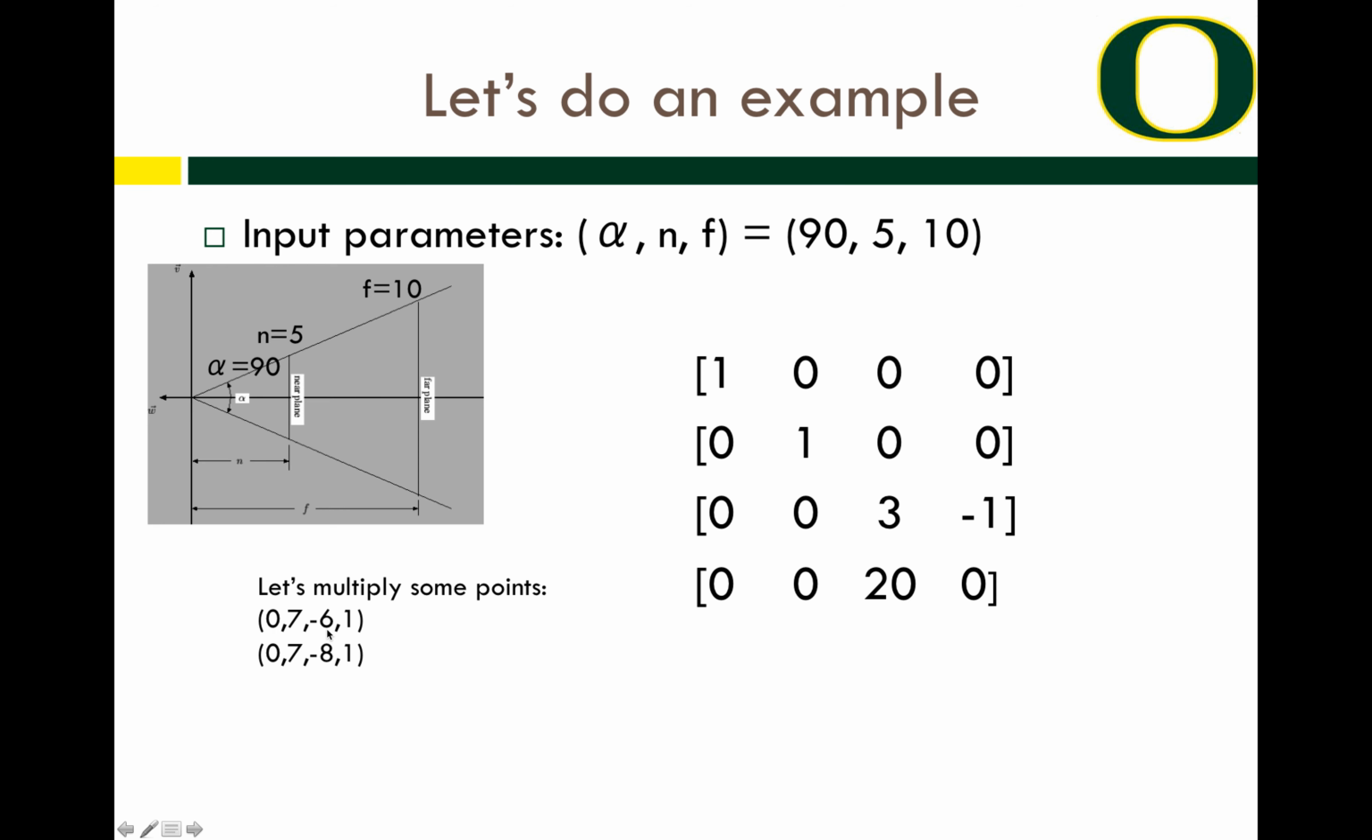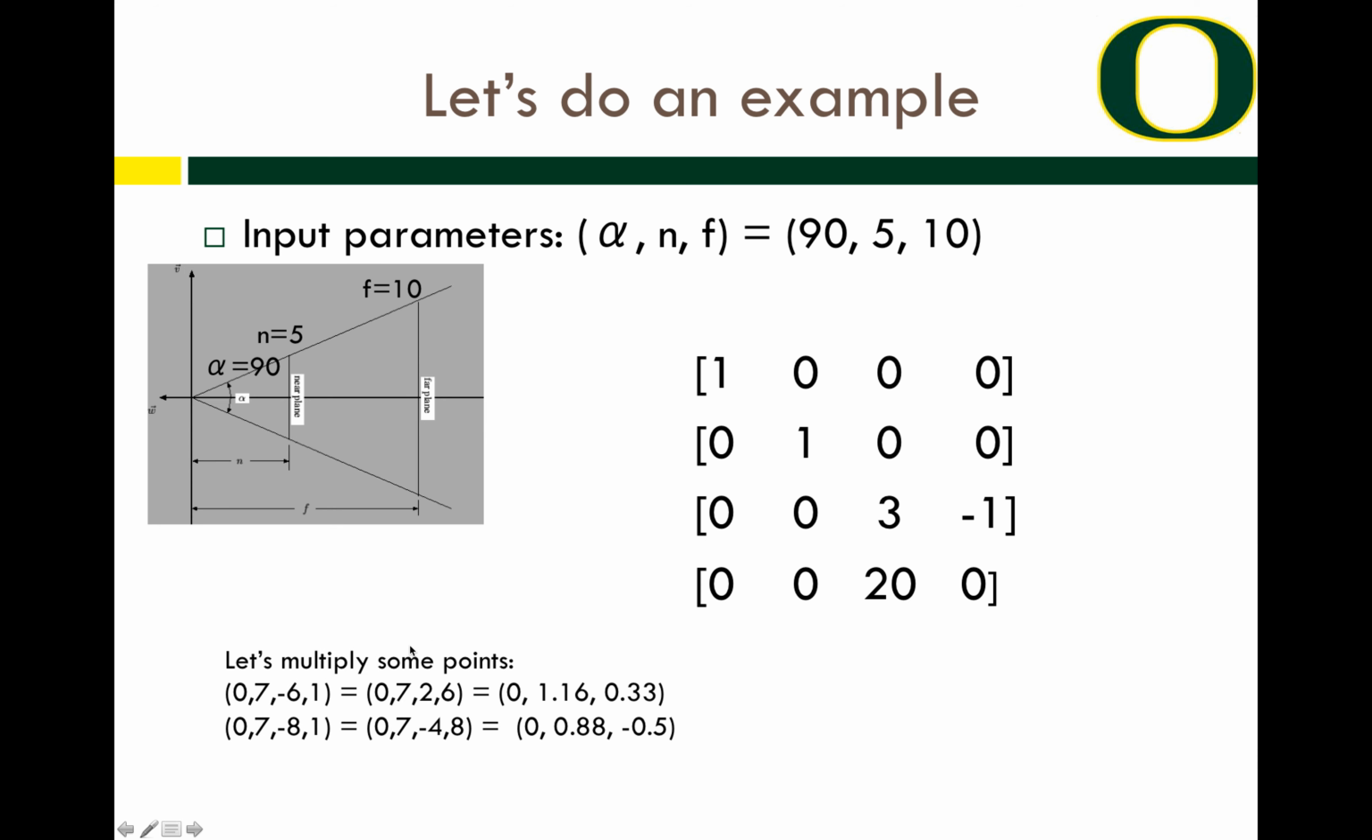We would get that for the row times this column, it would be minus 18 plus 20, so it would be 2, and the last one would be 6. So the output here would be 0, 7, 2, 6. And I'm not going to do the other one. It looks like the other one was 0, 7, minus 4, 8.